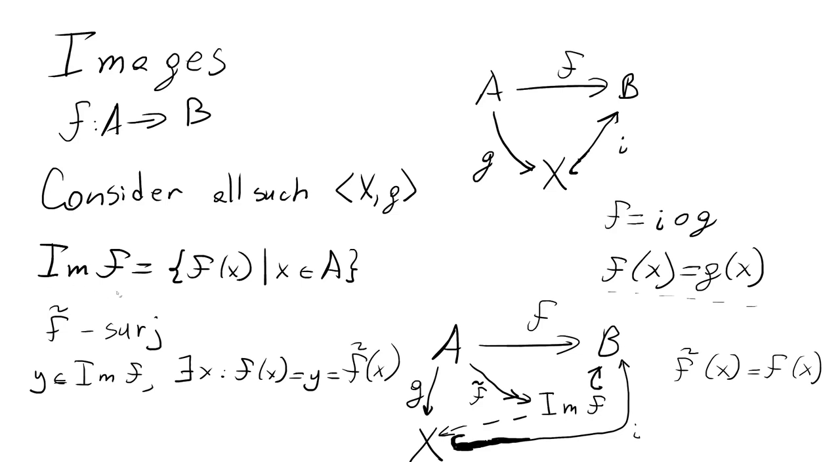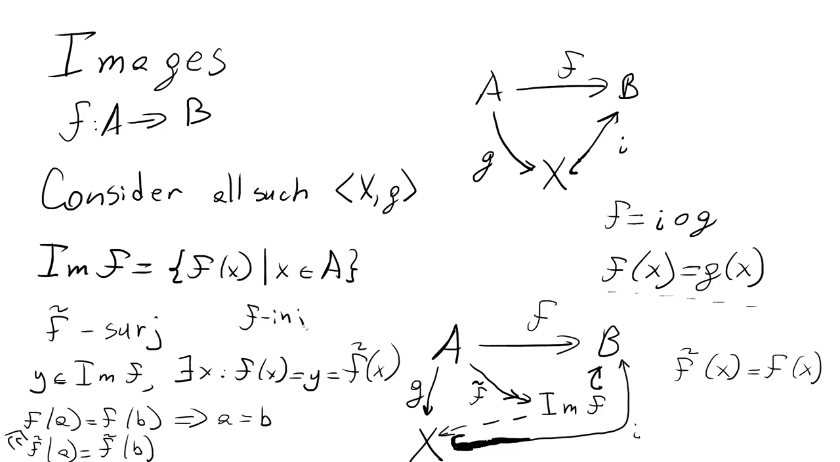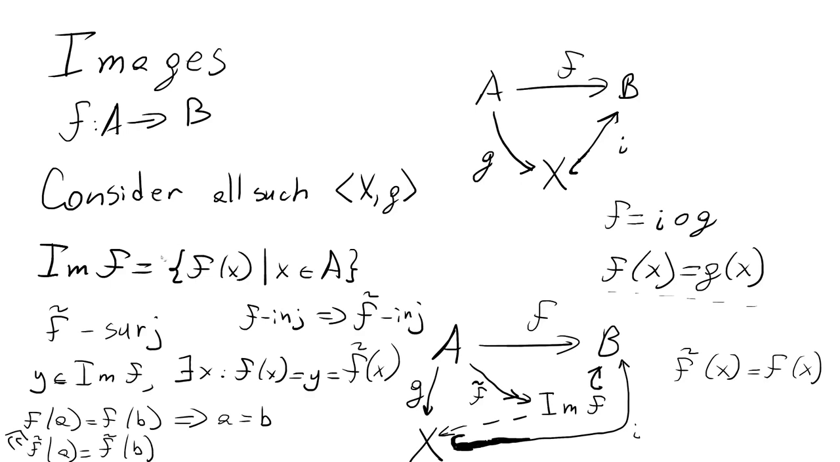Now, also, if F is injective, that is F of A equals F of B implies A equals B, then F tilde is also injective, because if F tilde of A equals F tilde of B, then by the definition of F tilde, this statement here also holds, and thus A equals B. So if F is injective, then also F tilde is injective. And since F tilde is always surjective, in that case, F tilde is a bijection, in case F is an injection.